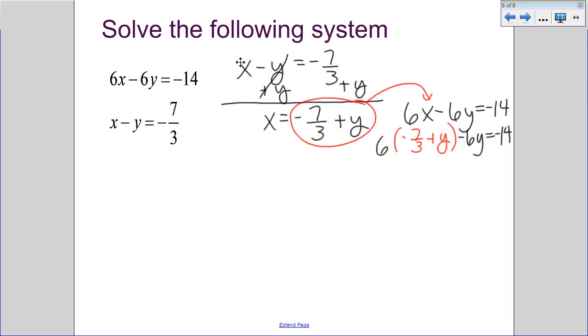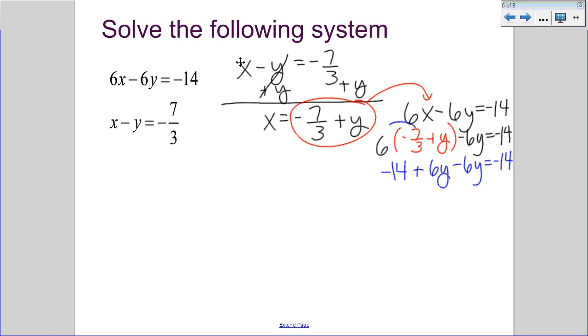Caitlin, do I have all the same variable here? Either all x or all y in the equation. Beautiful. I know I've substituted the right way. So now I need to go through and just solve it like a chapter 3 equation. Distribute 6. That should give me negative 14 plus 6y minus 6y equals negative 14.